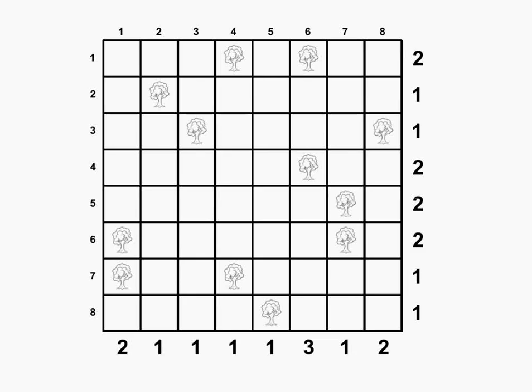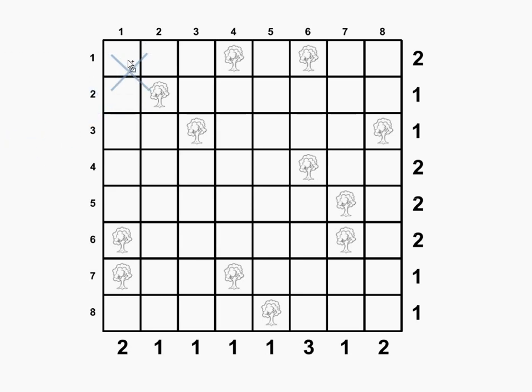Hi everyone, this is a 10 puzzle number 2 from Conceptis Puzzle. The first step is to determine the empty cells. An empty cell is not in contact with a tree, even diagonally. Let's see what happens row by row.